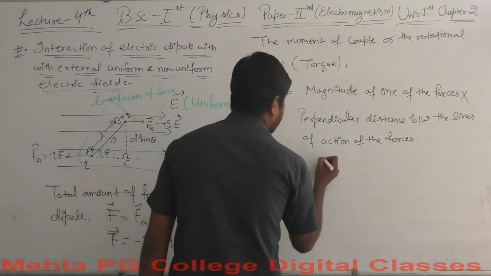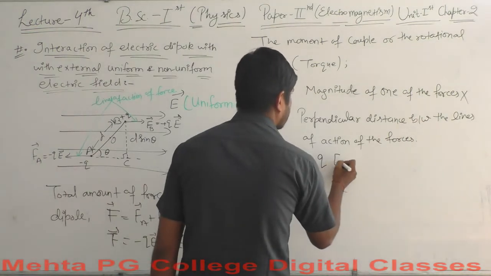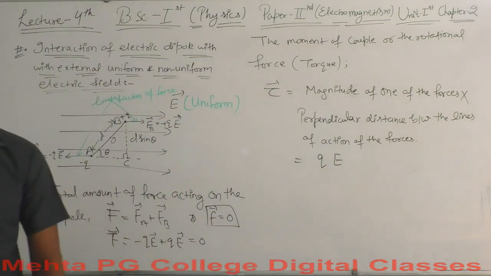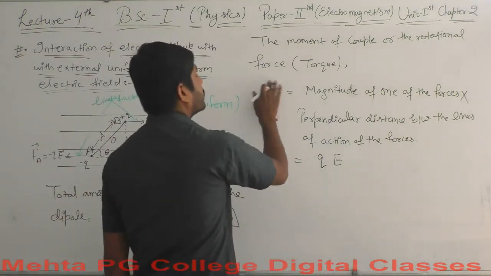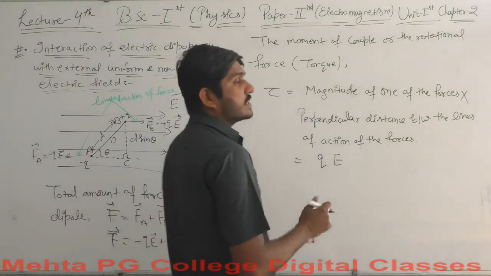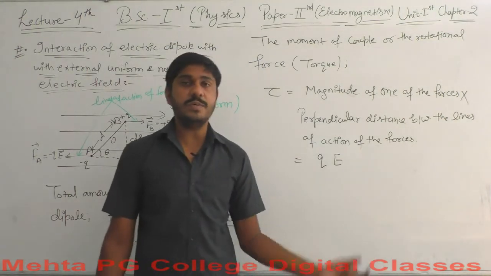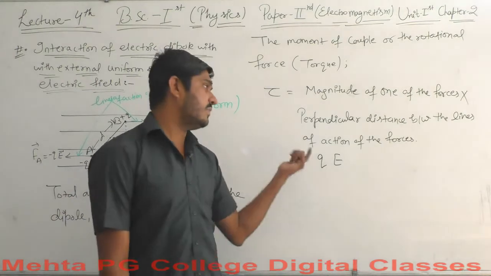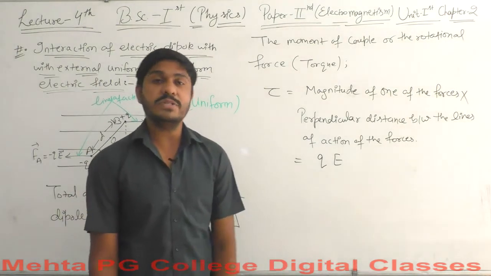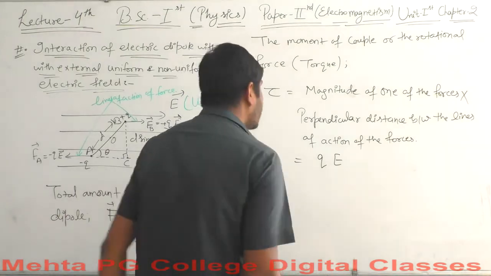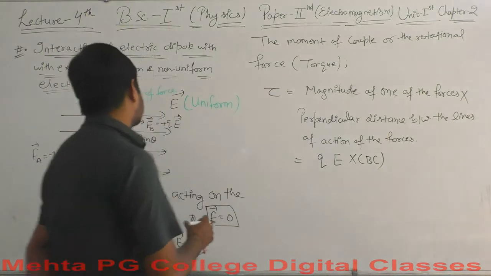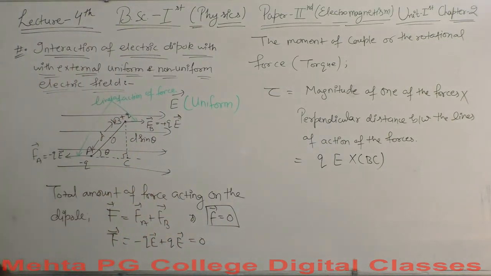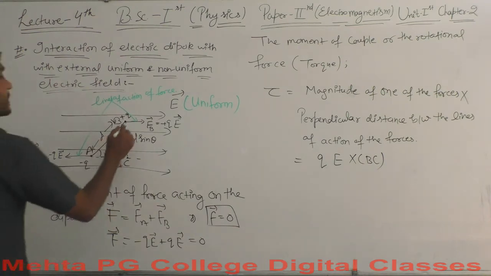So the magnitude is equal to QE, for your reference, that is the QE there, times BC. We are not talking about the vector form here, because let's consider the magnitude form, and after some time when we get our result, we will talk about its vector form. So let's calculate here. This is QE times BC, and this BC is the perpendicular distance between the lines of action of the force.